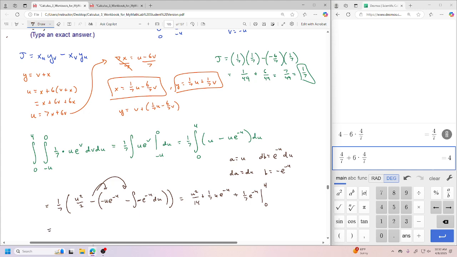All right. 4 squared is 64 over 14. I don't care, so we'll figure that out later. Plugging a 4 in right here, we get 4/7 e to the negative 4. So everything that looks like a u is actually now a 4. Plus, and then we plug this in, we get a 1/7 e to the negative 4.